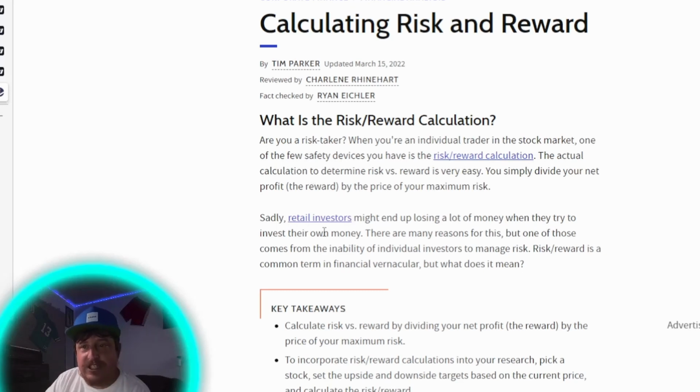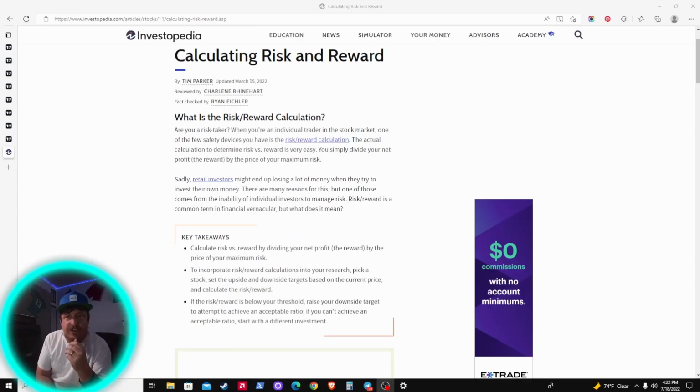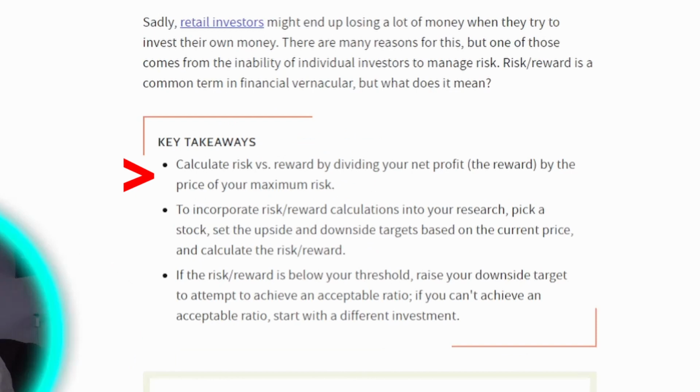Sadly, retail investors might end up losing a lot of money when they try to invest their own money. There are many reasons for this, but one of those comes from the inability of individual investors to manage risk. Risk to reward is a common term in financial vernacular, but what does it mean? So the key takeaway from that, which I may as well read one more time, is to calculate risk versus reward, you divide your net profit, which is the reward, by the price of your maximum risk.